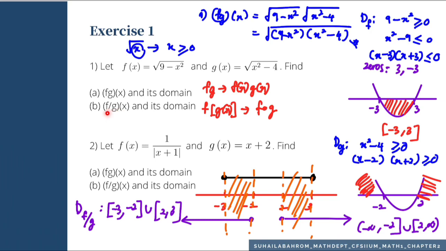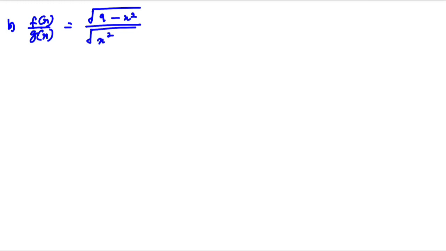Okay, now for part B, find the quotient f over g and its domain. First, we need to find the function. So f over g, or f of x over g of x, the function is the square root of 9 minus x squared divided by the square root of x squared minus 4. We can just leave our answer like this, or you can also rewrite it as the square root of 9 minus x squared over x squared minus 4.